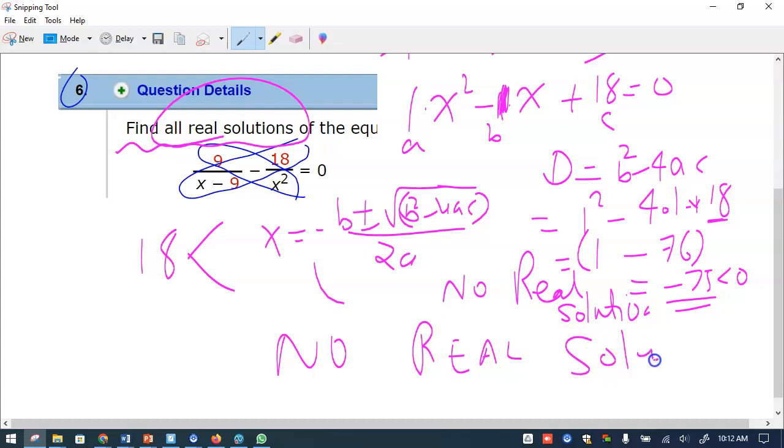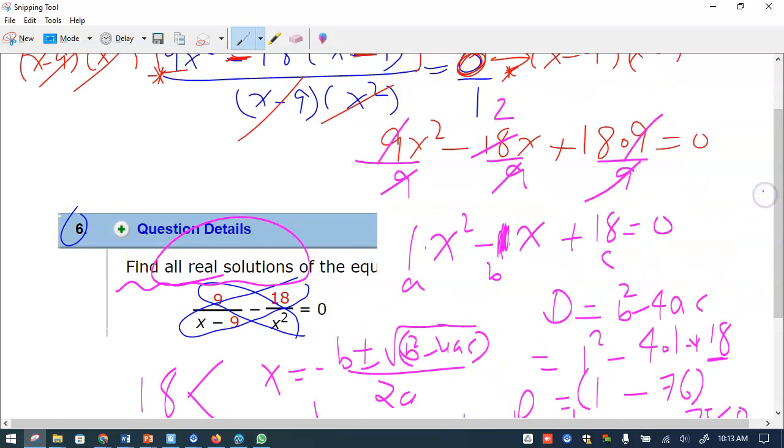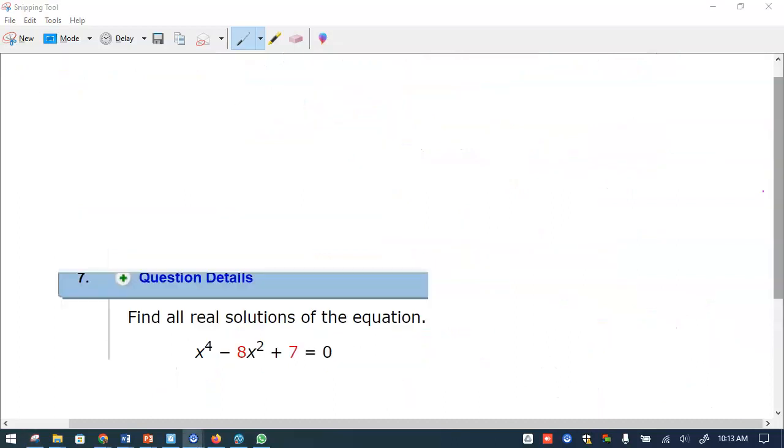Or they may ask you what is the solution in complex, so you may have the answer in complex form. Right now in this one, you say there's no real solution. I hope that helps. Let's check the next problem.